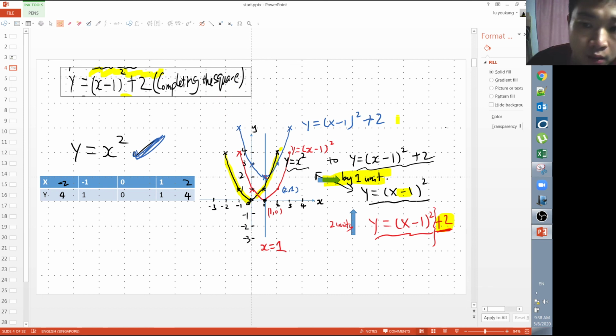So with this, you have actually sketched this curve. So this is one way to look at this question.